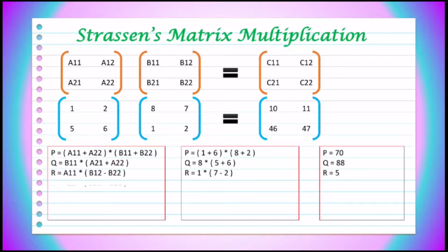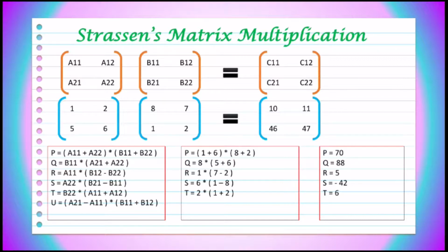The next formula is for S. So just replace the values. So 1 minus 8 is what? Minus 7. So minus 7 into 6, that is minus 42. So the S value will be minus 42. Next we will solve for T. Just replace the values. So 1 plus 2, that is 3, and 3 into 2 is what? 6. So T will be 6.